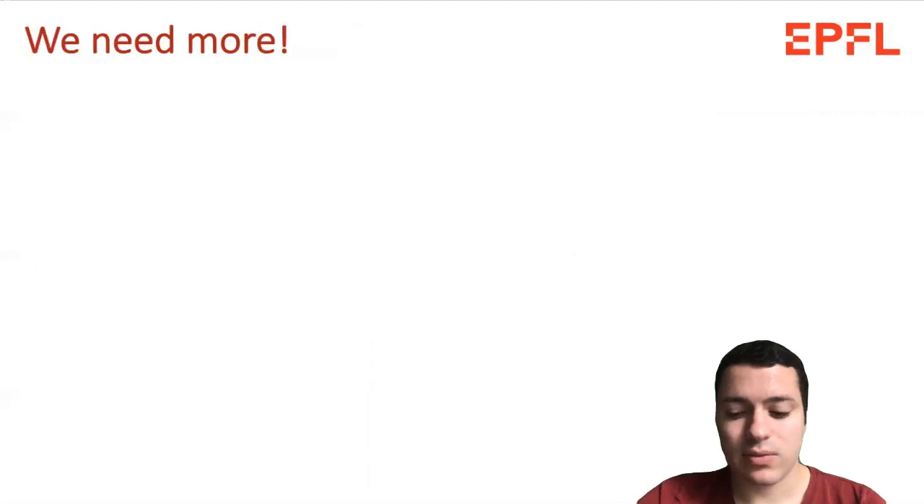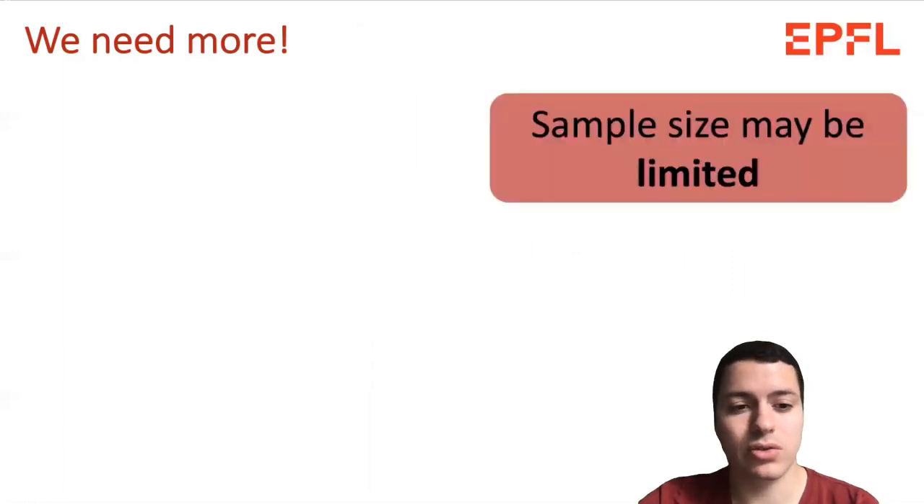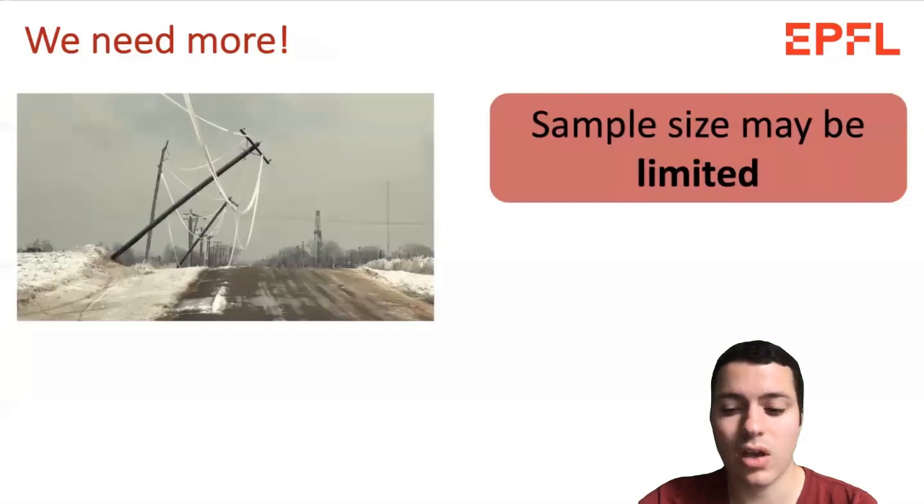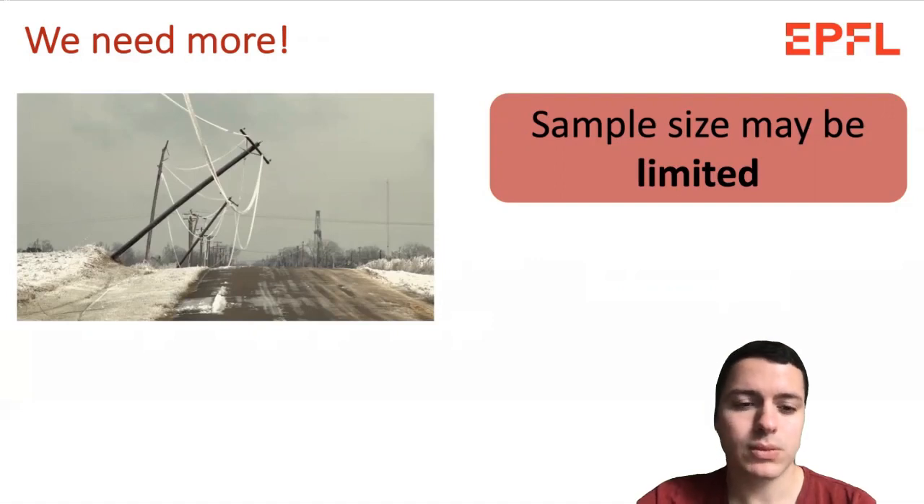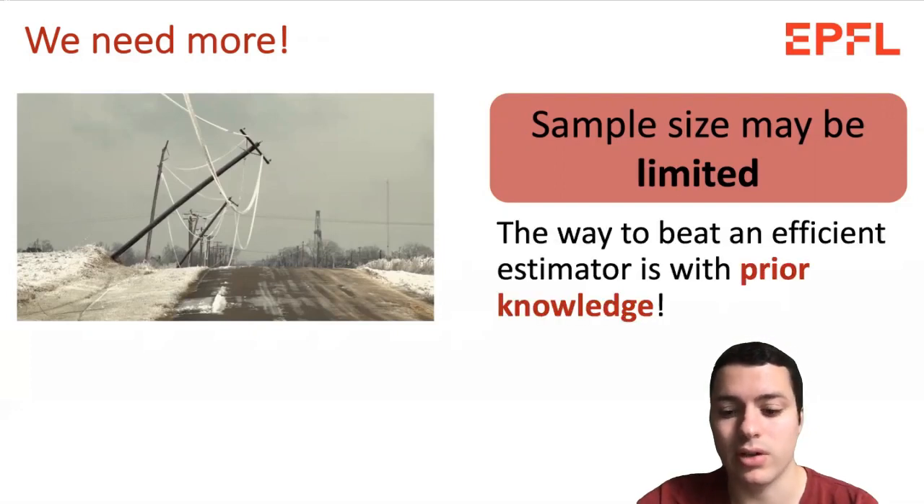But in practice, due to the changes on the distribution grid, your sample size may be limited. Those changes are mainly due to faults, maintenance, or reconfigurations of the grid, if there are new customers or customers going away. And if this sample size is limited, then your maximum likelihood estimator will have some error. And the only way to reduce that error is to introduce prior knowledge.